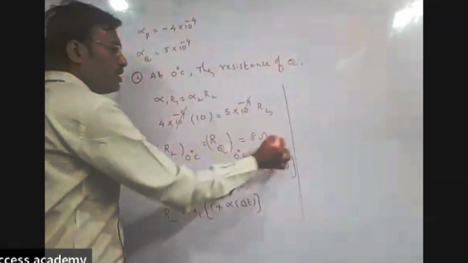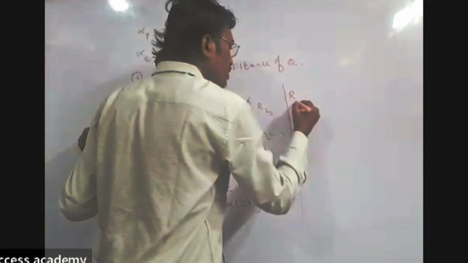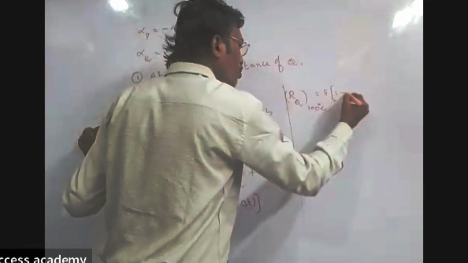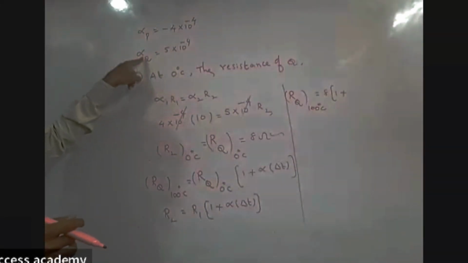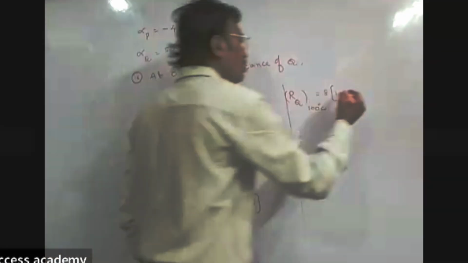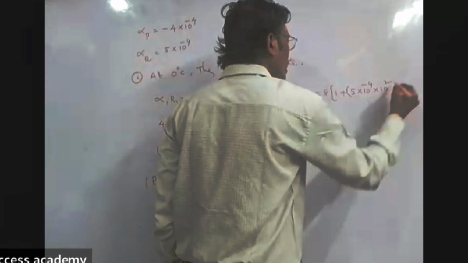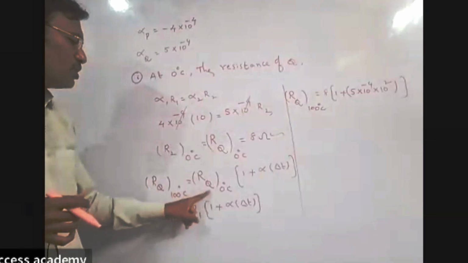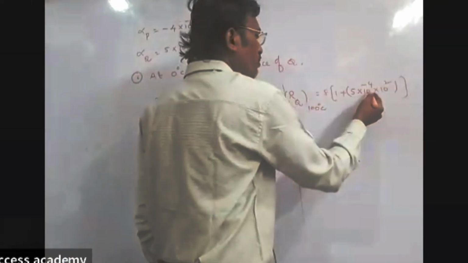R1 is nothing but, what's the value? At 0 degrees Celsius, we found that 8 ohm. So the resistance at 100 degrees Celsius is equal to 8 into 1 plus alpha. Alpha is the temperature coefficient of resistance, 5 into 10 power minus 4. And the temperature difference, delta T, is nothing but 100 minus 0, that is 100, 10 square. Minus 4 plus 2 is nothing but minus 2.